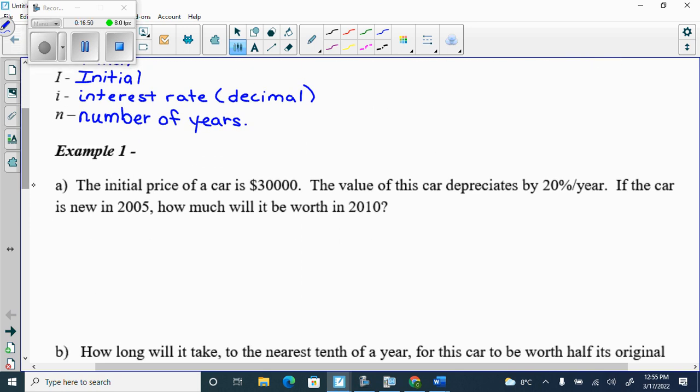So it says here, the initial price of a car is $30,000. The value of the car depreciates by 20%. If the car is new in 2005, how much will it be worth in 2010?